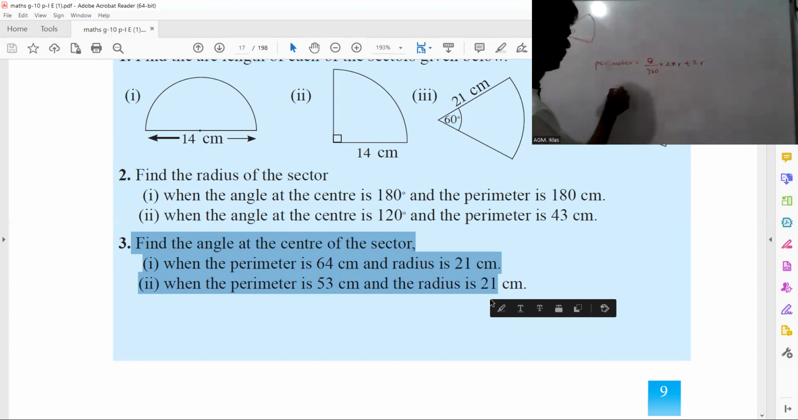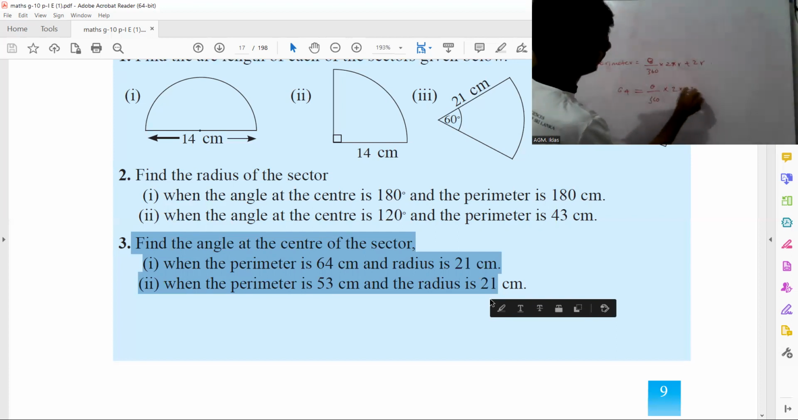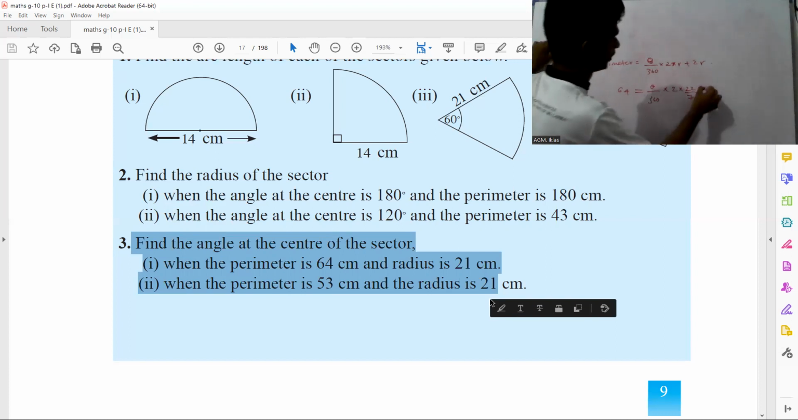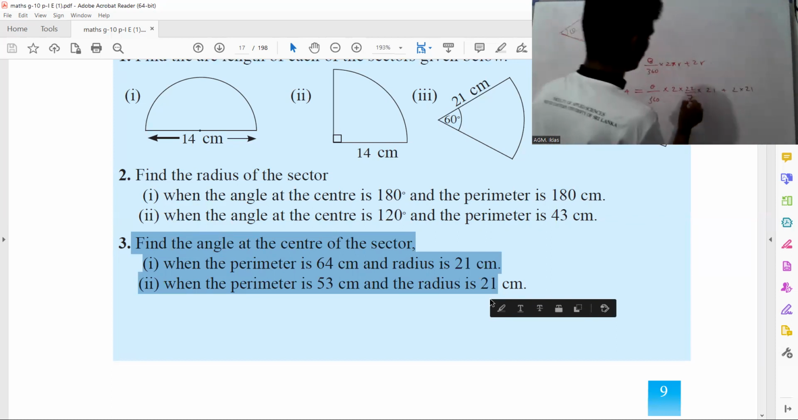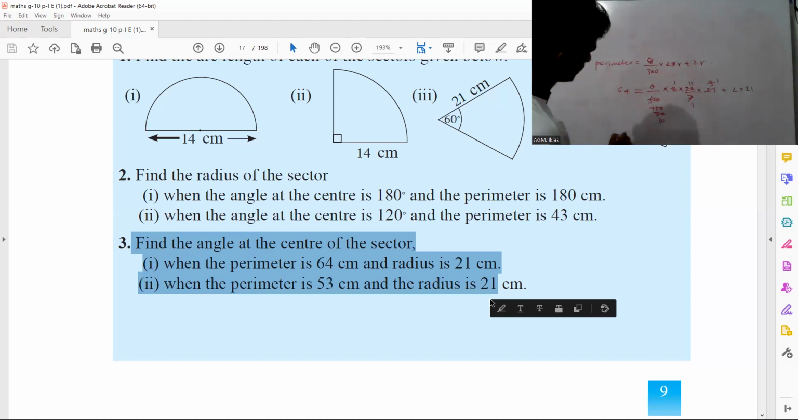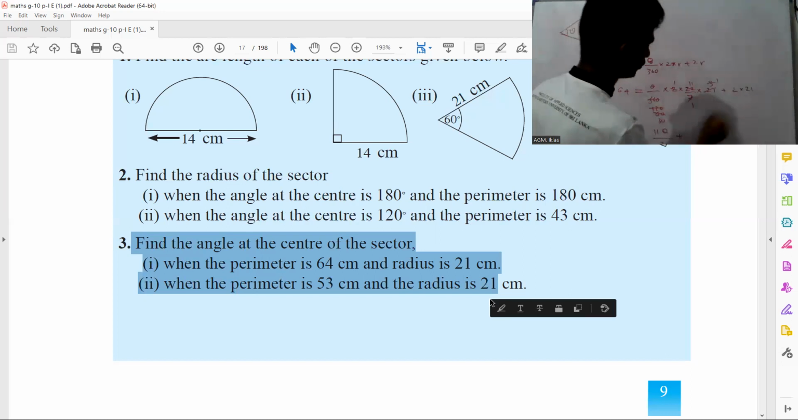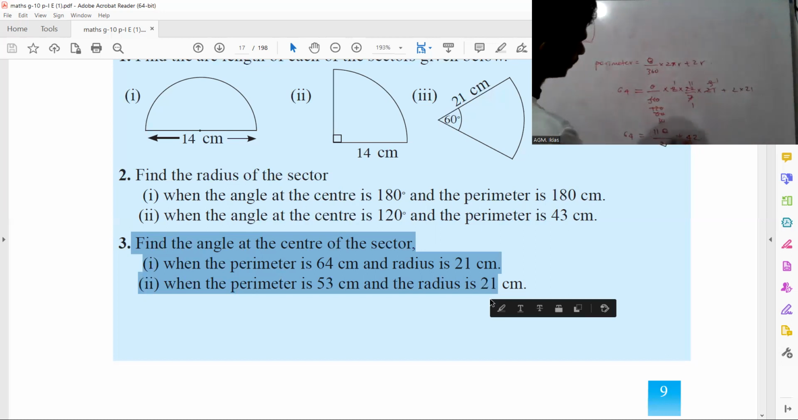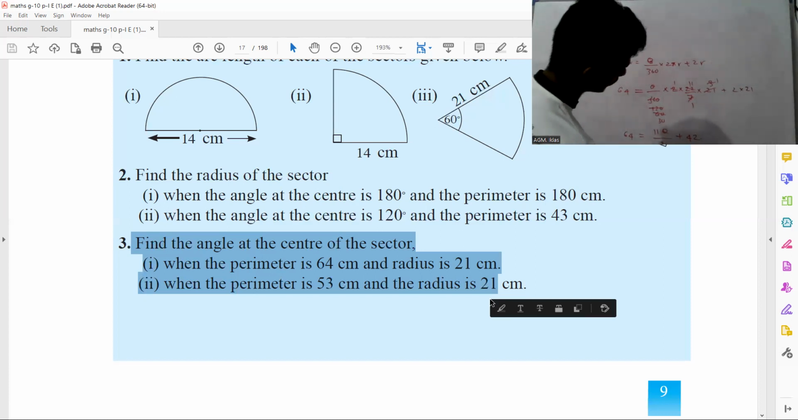So here the perimeter is given as 64 is equal to theta, I don't know, I will put theta over 360 into 2 into 22 by 7 into r. What is r? 21, plus 2 into 21. So here 1, 3, so here 1, 30, 11. Right? So 64 is equal to 11 theta over 30 plus 2 into 21, 42. So I'm going to subtract this 42 from this 64. So I will receive 11 theta over 30 is equal to 64 minus 42.